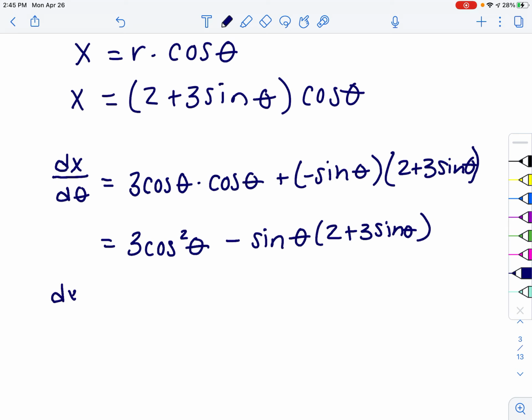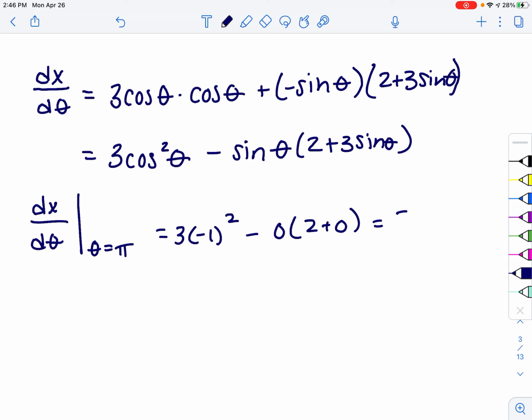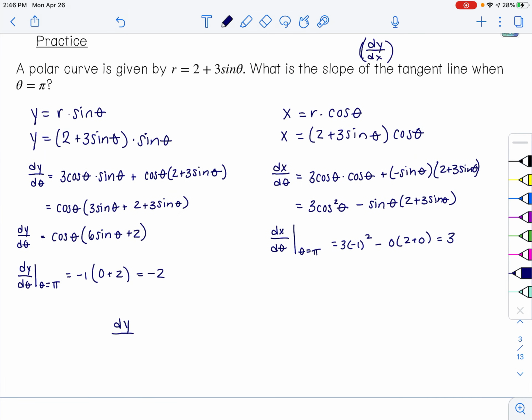So then I want to find dx d theta at theta equaling pi over 2. Not pi over 2, just pi. We're going to use the same angle, obviously. So 3 times -1 squared minus 0 times 2 plus 0. That's still 0, it doesn't really matter. 3 times -1 squared is going to give us 3. So my overall derivative, dy dx, at theta equaling pi is just -2 over 3.